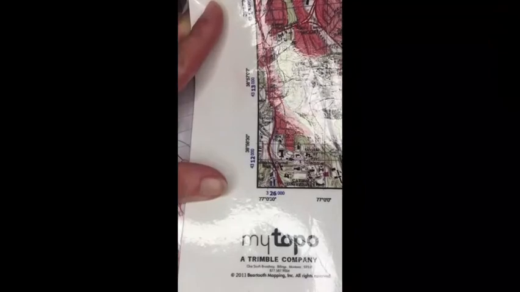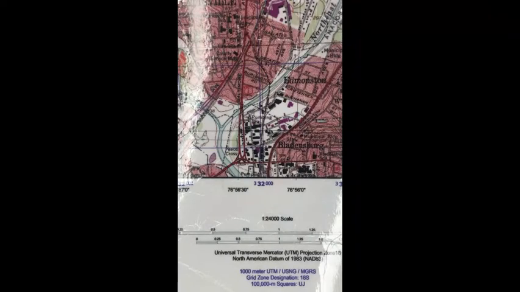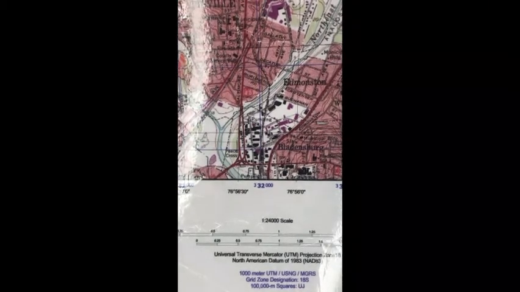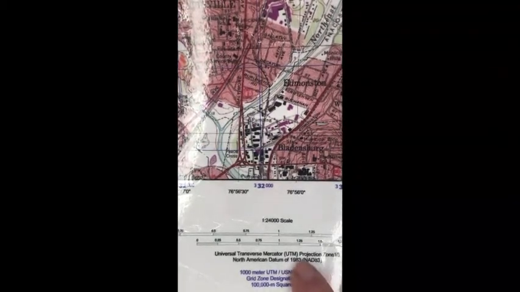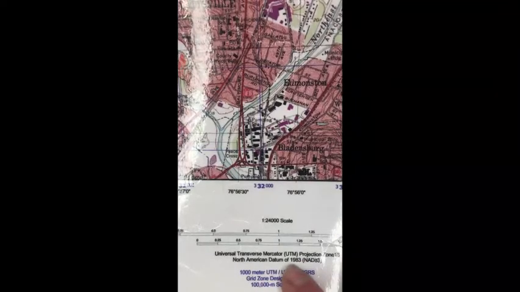All right, so here's our topo map. We have our title. When we move it over, we also see our scale bar. So this is at a scale of 1 to 24,000. That means that for every 1 millimeter of map, that equates to 24 meters on the ground. We also see our datum that's used to make this map was NAD 1983.